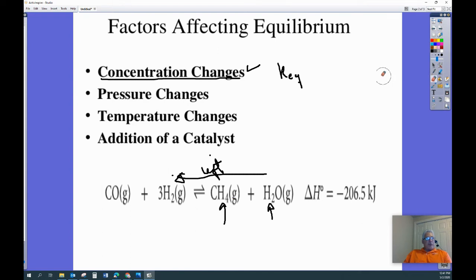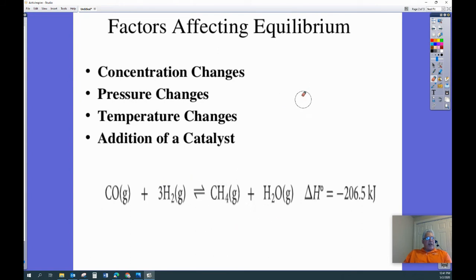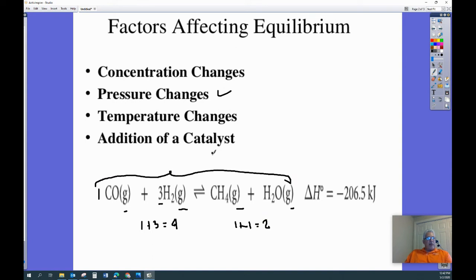Let's analyze pressure. Pressure only affects the substances that are in the gas state, and this reaction, as I mentioned before, is homogeneous and everything is in the gas state. The first thing is keeping in mind how many moles we have. We have 1 mole here and 3 moles here, so in total on the reactant side we have 4 moles. And in the product we have 1 and 1, so 1 plus 1 will be equal to 2 moles.